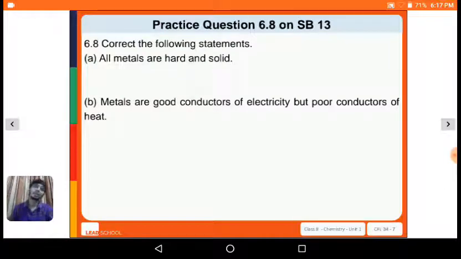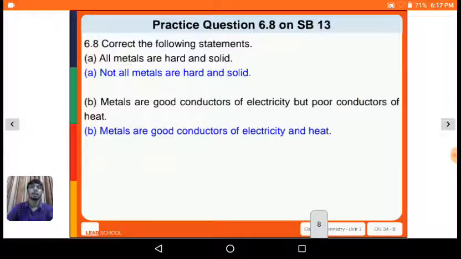Next, practice question number 6.8. Correct the following statement: all metals are hard and solid. Not all metals are hard and solid. Metals are good conductors of electricity but poor conductors of heat. So metals are good conductors of electricity and heat. ये उसका correct statement हो गया.